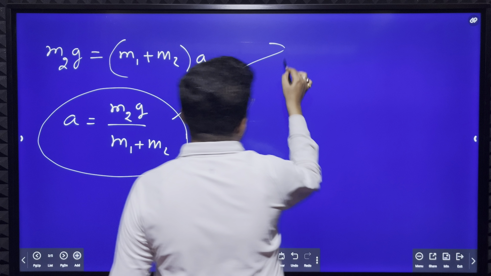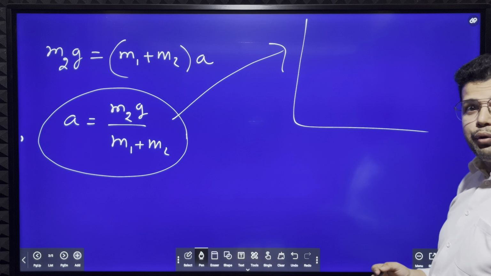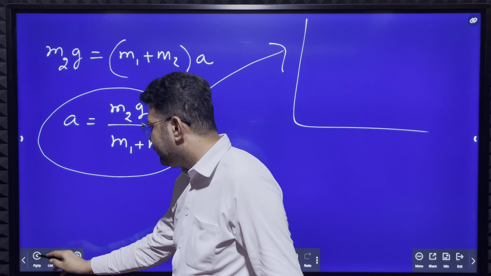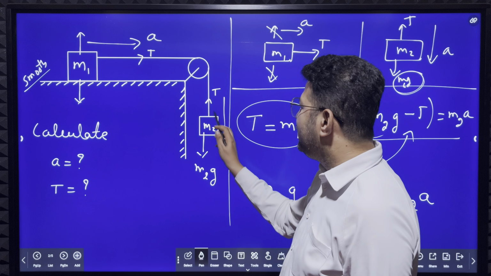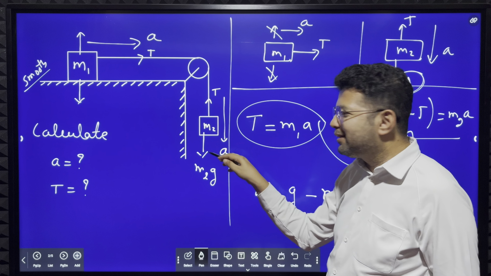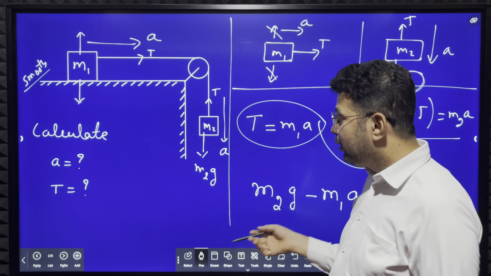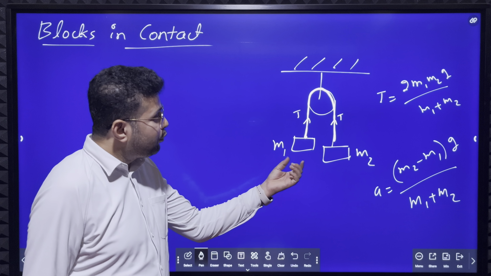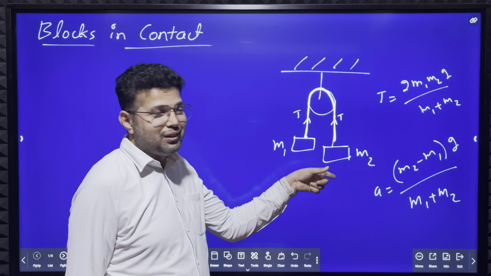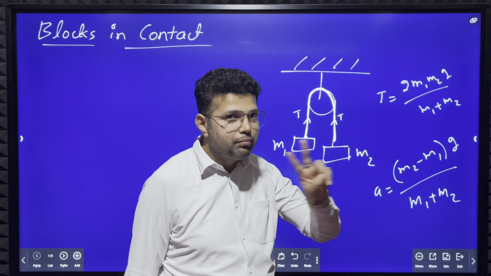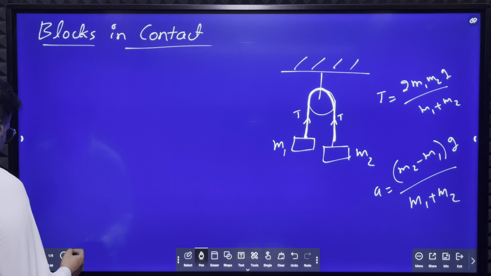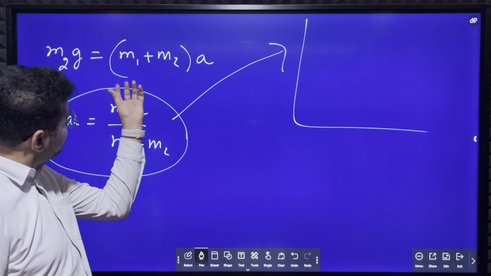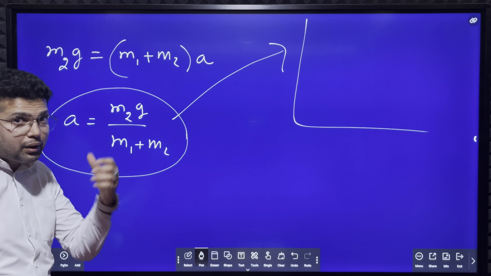Now, I had taught you how to write the equation for acceleration directly: unbalanced force divided by total masses. Here you see the only unbalanced force responsible for acceleration is m2g. In the previous case, in the Atwood machine, there were two unbalanced forces, m1g and m2g, which is why we had m2g minus m1g. But here the unbalanced force is only one, m2g. So the answer for acceleration is m2g divided by m1 plus m2. In this way, you can write the equation directly also.